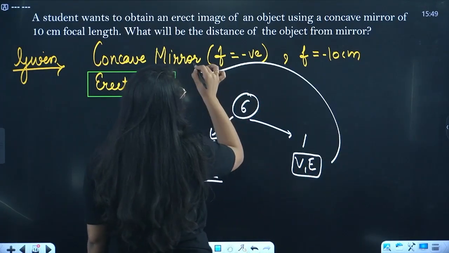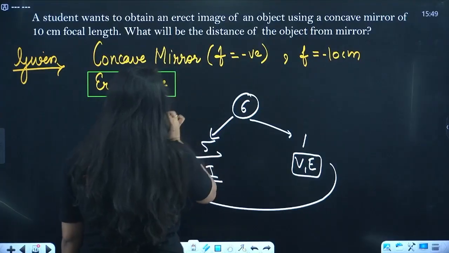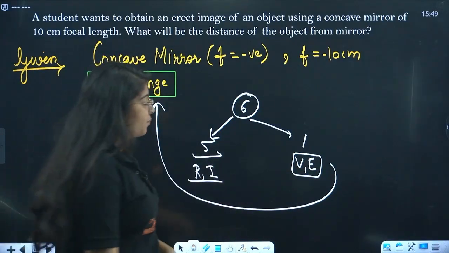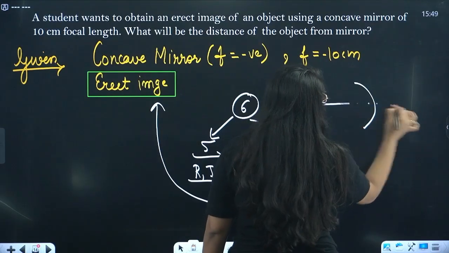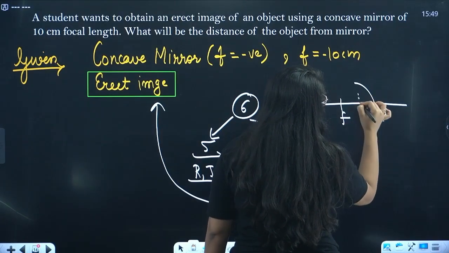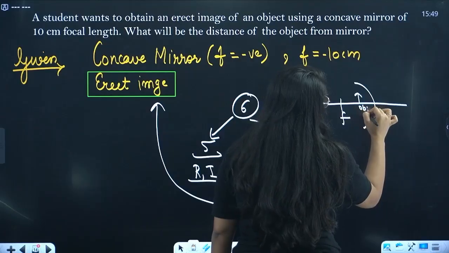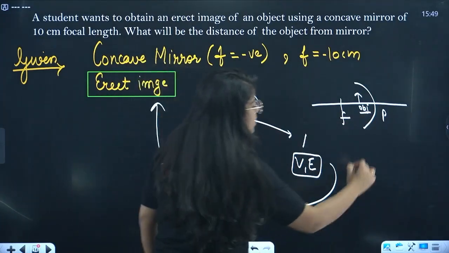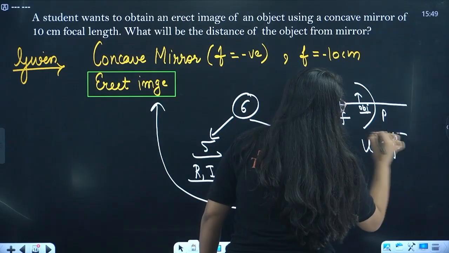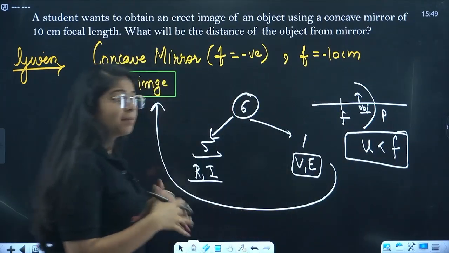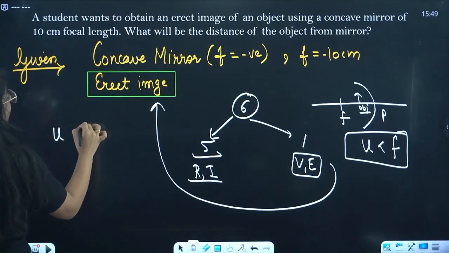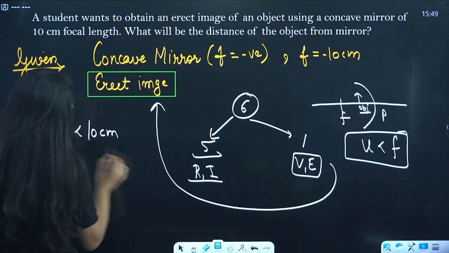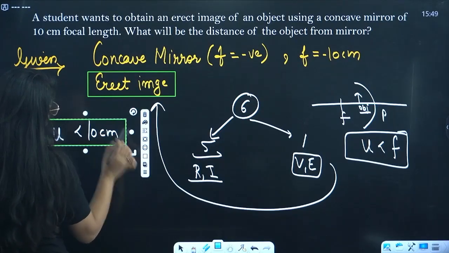We need an erect image, right? Now beta, in which case? In this case, where is the object placed? Ma'am, the object is placed between my focus and pole. The object is placed somewhere here. This is your object. So it is less than the focal length. That means u is less than the focal length. Understood? That means simply the answer will be that u will be less than your focal length, that is 10 centimeter. This will be your final answer.